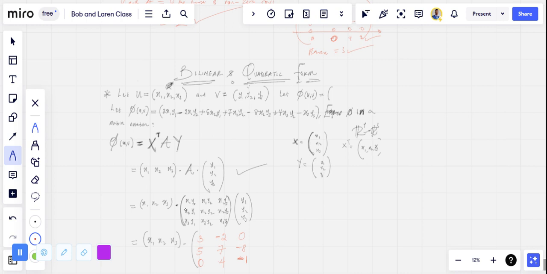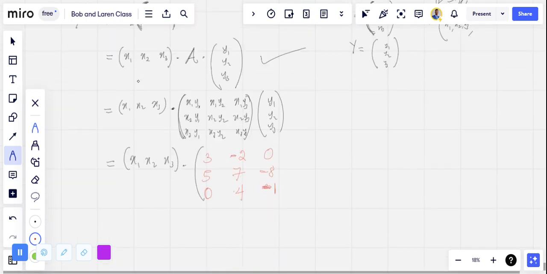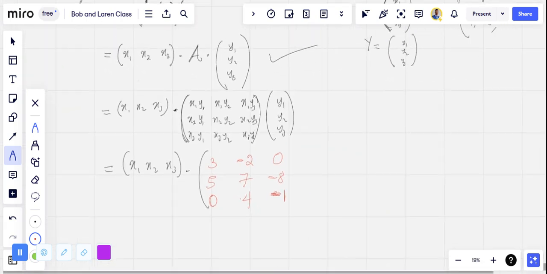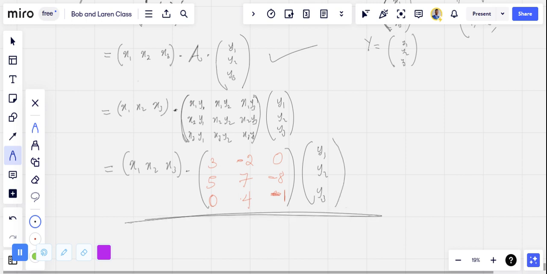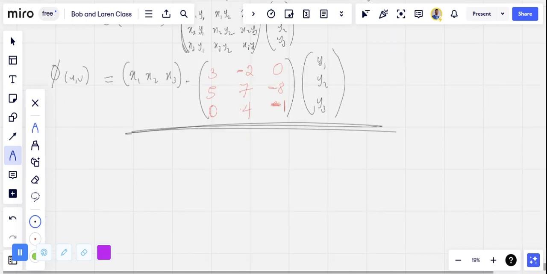So in matrix form, this is what we are going to have. Let me zoom it back. I believe you can see it clearly now. So when you do that, this is what you're going to have. This is the matrix notation form, the matrix form, and this is the final answer. This is the matrix form of phi of UV. So please, this is how it works.